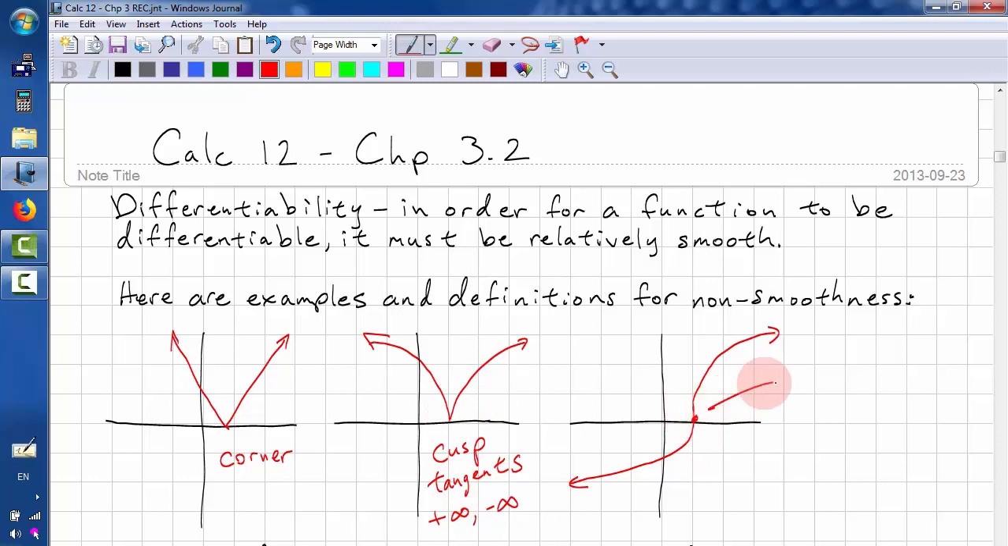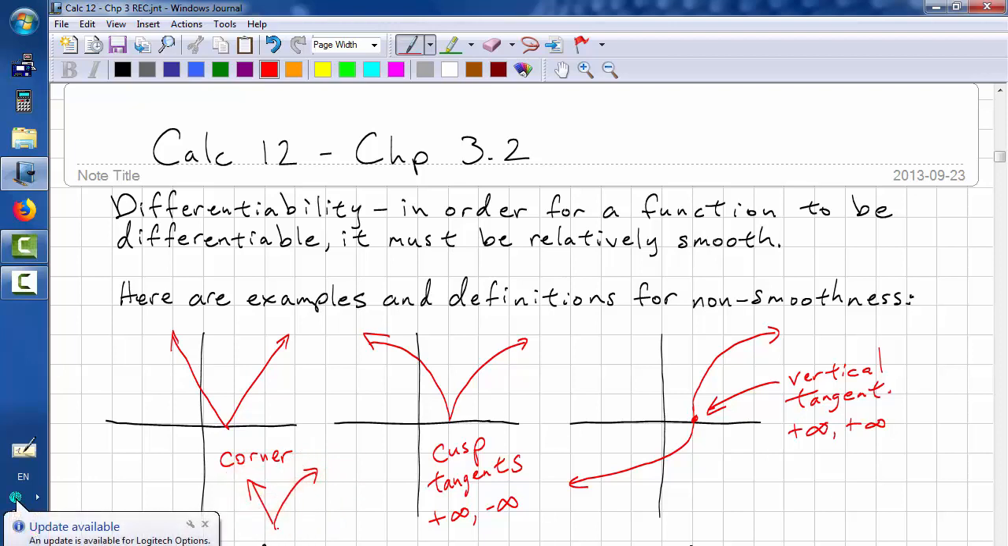This one is a vertical tangent. But this is going to positive infinity and positive infinity. So they have the same signs. It could be negative infinity to negative infinity. These ones are two different vertical tangents, one going to positive, one going to negative. So if you have something like this, one vertical tangent and one non-vertical tangent, we'll call that a corner.